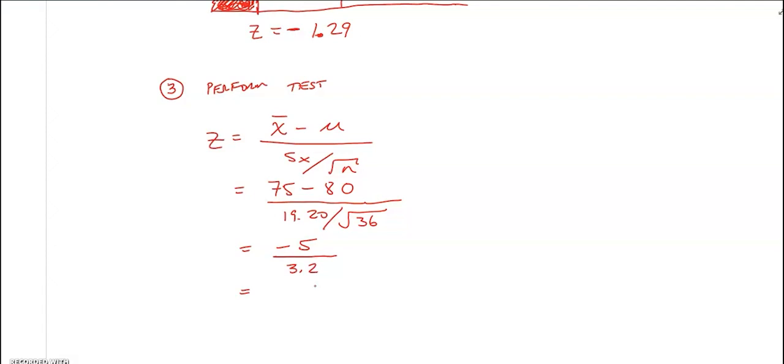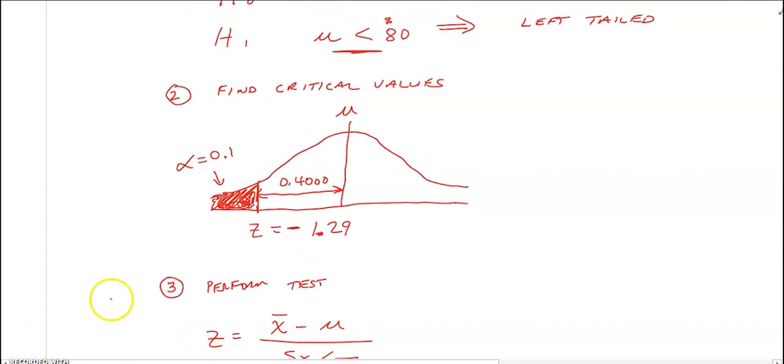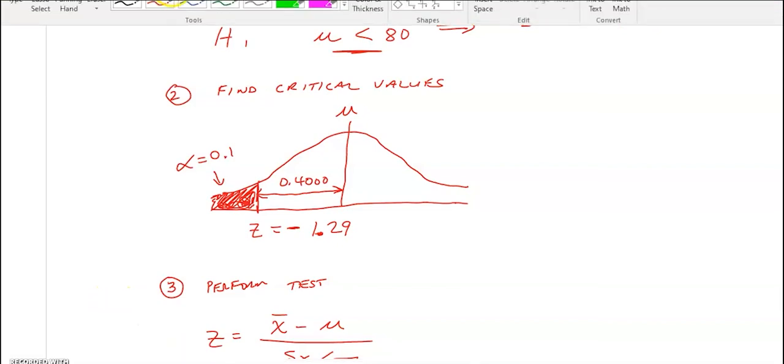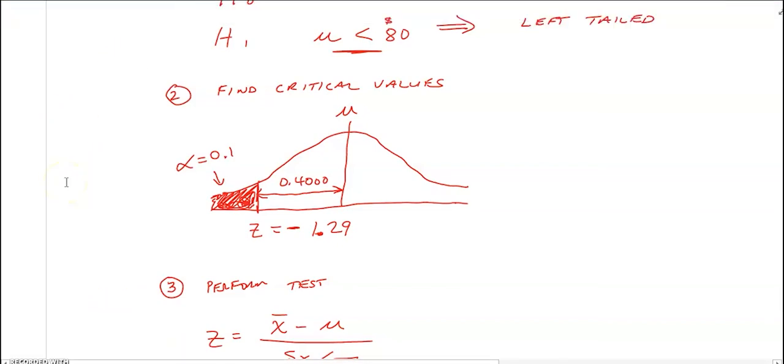And that gives us a Z test value of negative 1.5625. Once again, we're going to round that and say that's approximately negative 1.56, 2 decimal places. So negative 1.56, where does that work out to be on our graph, or on our normal curve? Negative 1.56 is actually right here somewhere. So that's our test value.